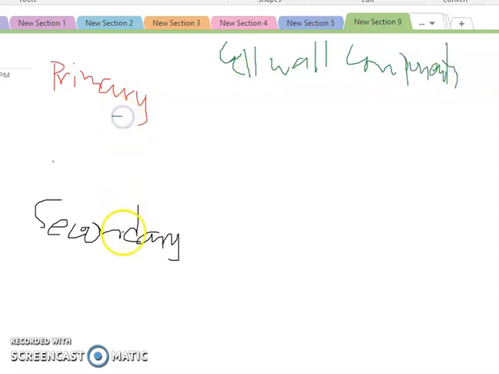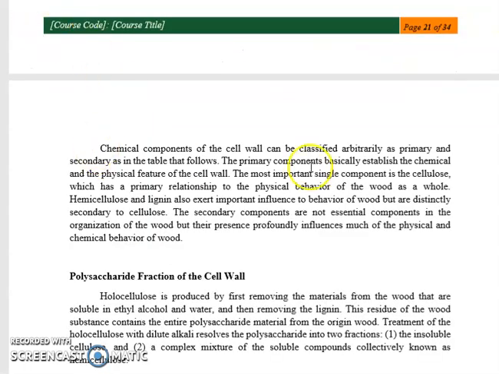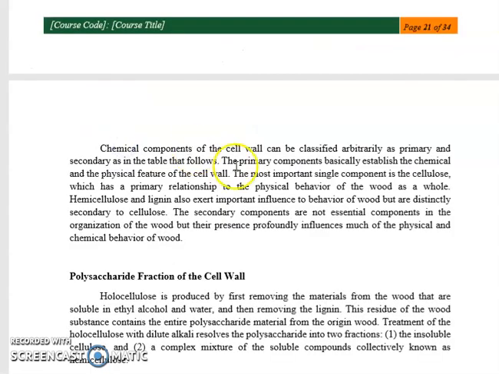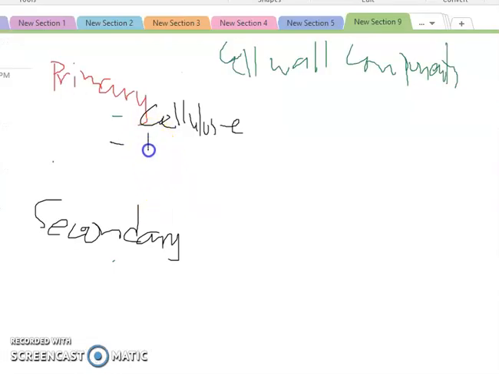The primary and secondary. Now, primary components basically establish the chemical and the physical features of the cell wall. For the primary component, the most important single component is the cellulose, which makes up 60 to 70% of the cell wall. Then we have the hemicellulose and lignin, what I discussed earlier.